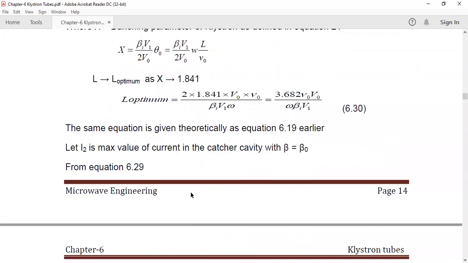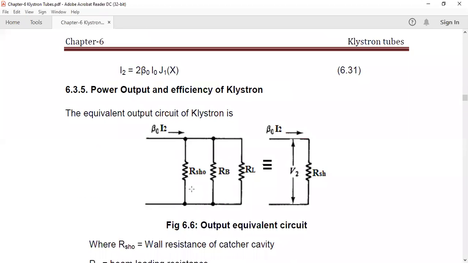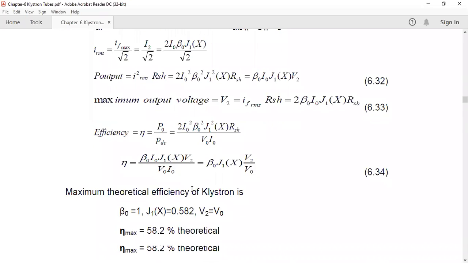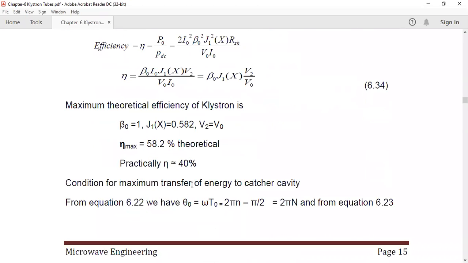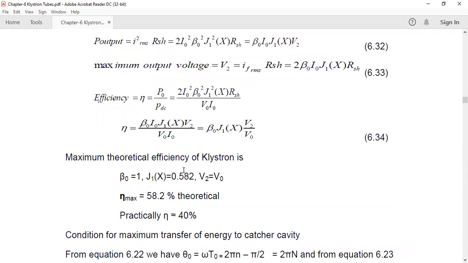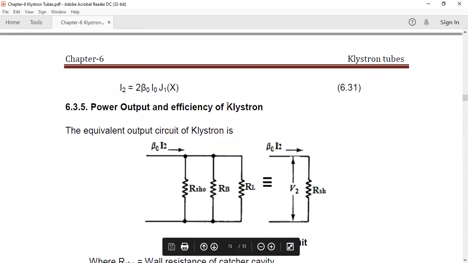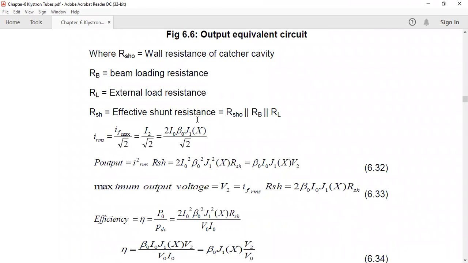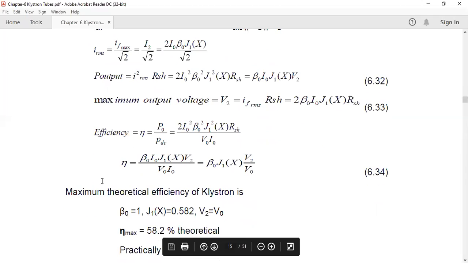Okay, so here you need to see only the velocity modulation equation, the bunching parameter equation, and the output power and efficiency. Most of the time they will never ask these things. Suppose they ask what the efficiency is, at least remember the theoretical efficiency, that is 58.2%. Suppose they ask to prove that the theoretical efficiency of the two cavity Klystron is 58.2%, you can take this equation: power output, write this current equation, and from this the efficiency is nothing but output power by input power.